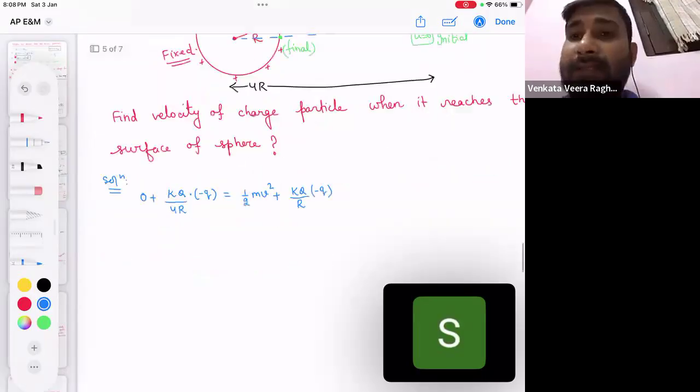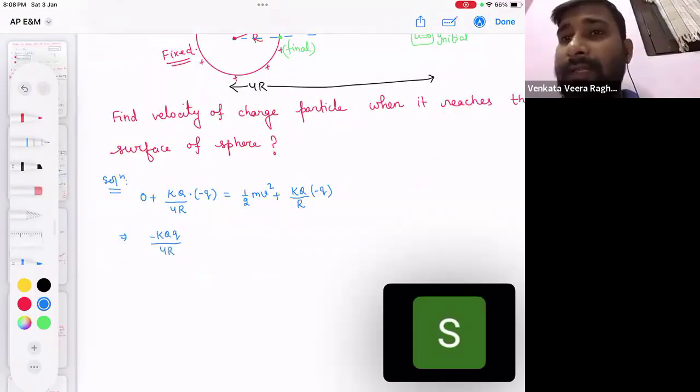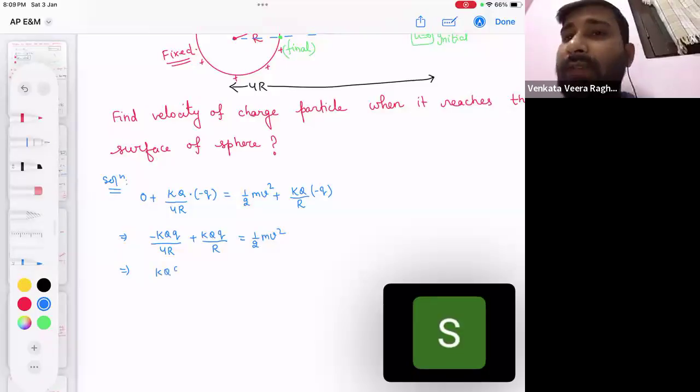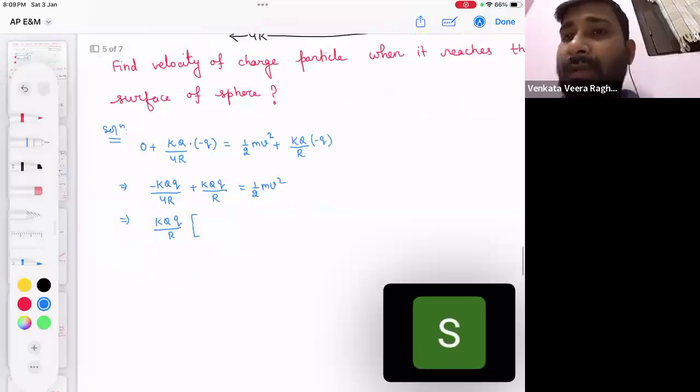Okay. So if you simplify it, what are we getting? kQq by 4r. Send it to the other side. The kQq by r, and that should be equal to half mv square. Okay, if you simplify it, kQ, minus 1 by 4, that will be 3 by 4. And next we have half mv square.